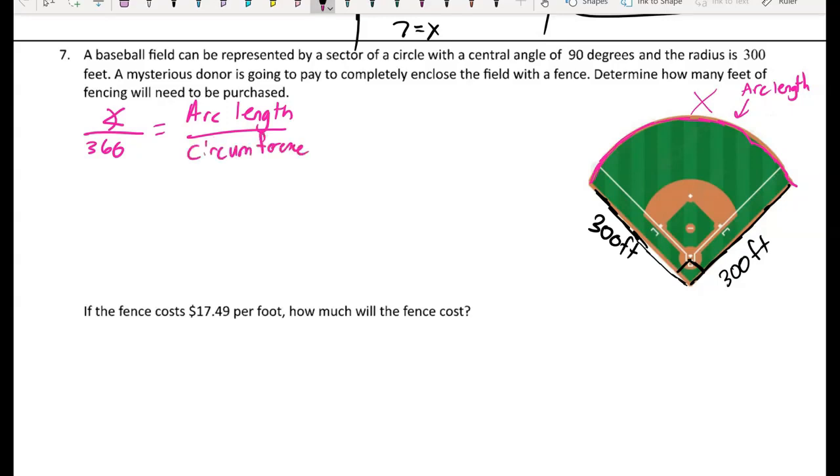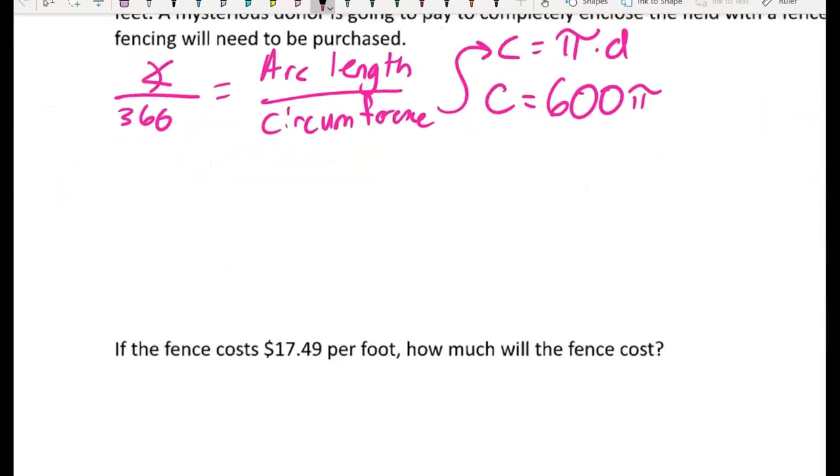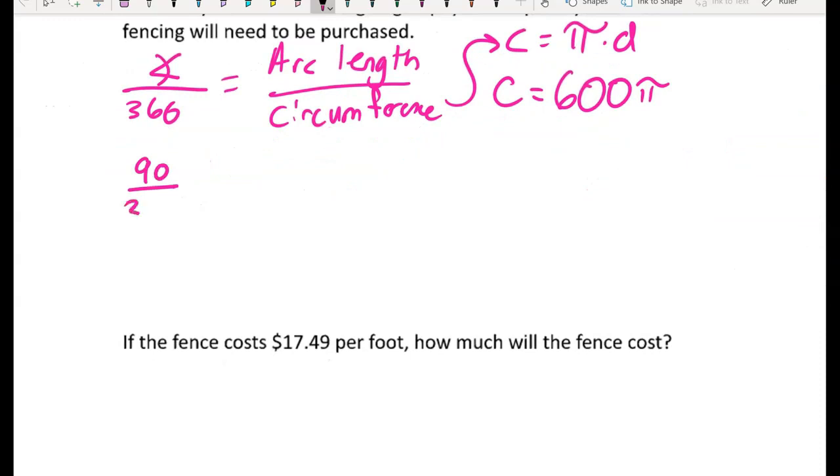Remember, the circumference is just the distance around the circle, and we have a formula for that. It's just pi times my diameter. In this case, if my radius is 300, my diameter is just double that, so I could represent my circumference as 600 pi. So I'm going to set up a proportion here. My central angle is 90 degrees, divided by a full rotation of a circle, which is 360, equals my arc length, which I don't know, divided by my full circumference, which I know is 600 pi.